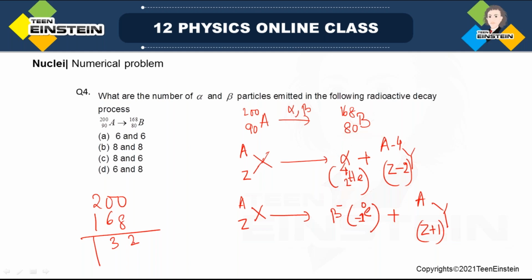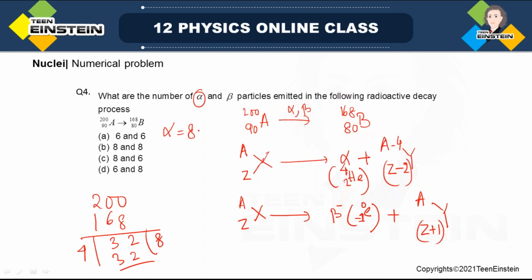But how many alpha decays have happened? How many alpha particles have been emitted by the nucleus? That can be obtained by just dividing this number by 4, because 4 is the mass number for each alpha particle. So this is 32, so there will be 8 alpha particles.